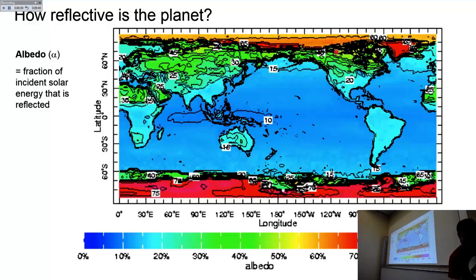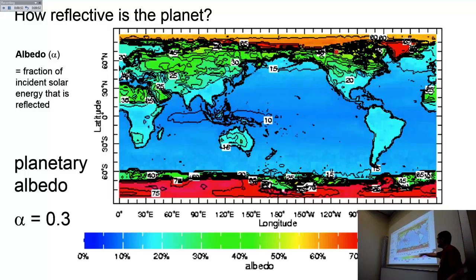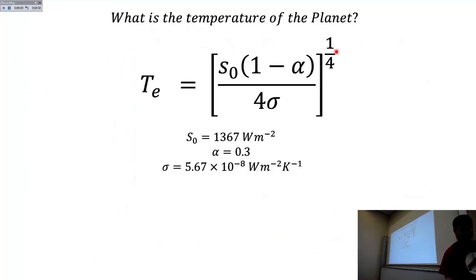So the average value is about 0.3, averaged over the whole Earth. Okay, so it's not the same everywhere, but it's approximately 0.3. So we can plug numbers that we know into this equation. We know the solar constant, we know alpha, we know the emissivity, that's 0.3. We know the Stefan-Boltzmann constant, which is that thing down there.